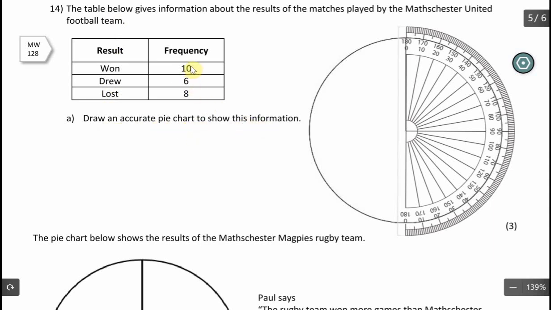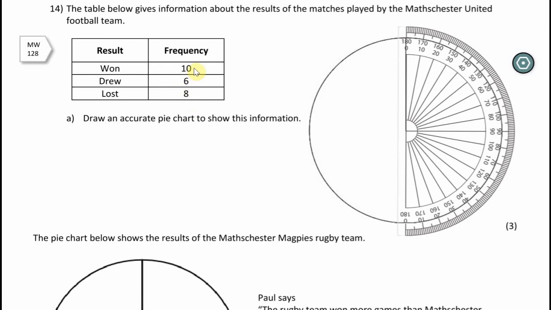Now, just because we've got 10 wins here, 6 draws and 8 losses doesn't mean that we're going to draw a sector of 10 degrees, 6 degrees and 8 degrees, because that wouldn't take up very much of the pie chart. Remember, there are 360 degrees in the pie chart. So what we need to do is turn each of these frequencies into an angle.